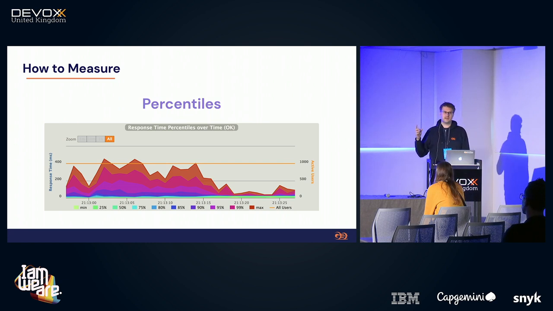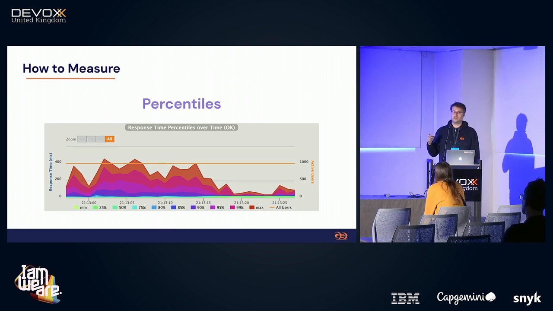Percentiles are thresholds. The 90th percentile is the value above 90% of your values. The 100th percentile is the maximum value. Those are pretty handy to define SLAs, like: I want in 90% of the cases my response time to be below 1 second.